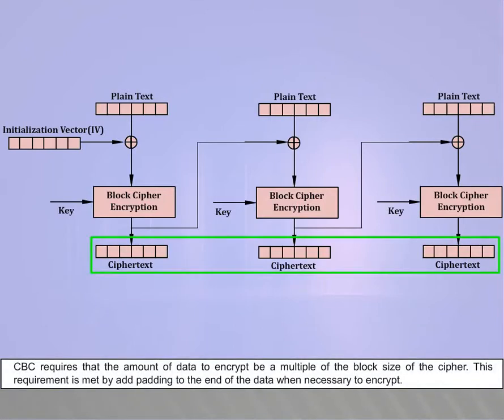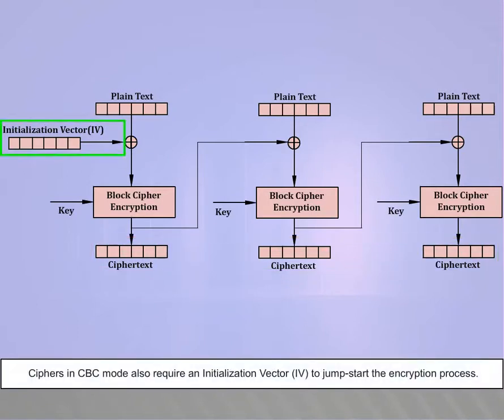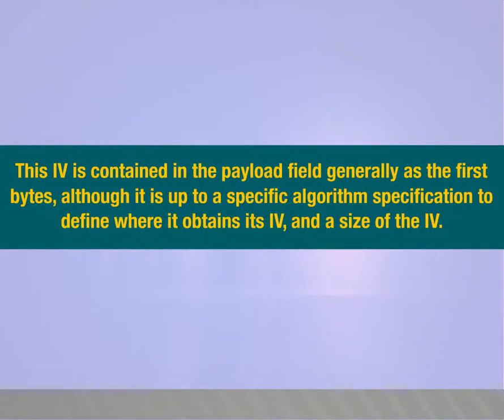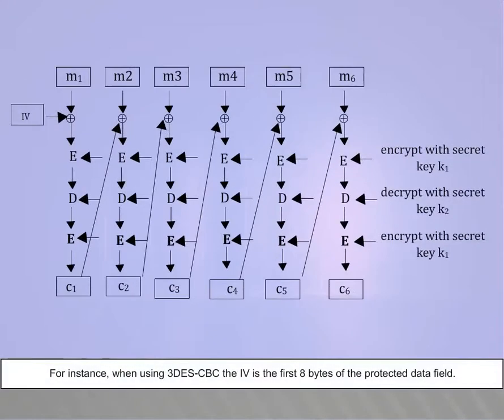CBC requires that the amount of data to encrypt be a multiple of the block size of the cipher. This requirement is met by adding padding to the end of the data when necessary to encrypt. Ciphers in CBC mode also require an initialization vector IV to jumpstart the encryption process. This IV is contained in the payload field generally as the first bytes, although it is up to a specific algorithm specification to define where it obtains its IV and the size of the IV. For instance, when using triple DES CBC, the IV is the first 8 bytes of the protected data field.